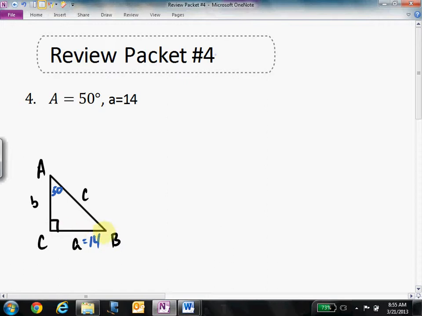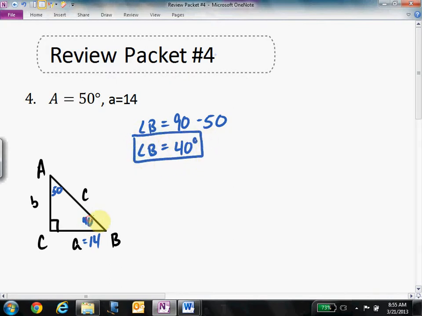Since we have a 90-degree angle, we know the other two angles are complementary. So to find angle B, I simply have to subtract 50 from 90. These complementary angles add up to 90. So we've got angle B equals 40 degrees. Right, so that's the first part. Oops, that doesn't look too much like 40. Here we go. So angle B is 40 degrees.